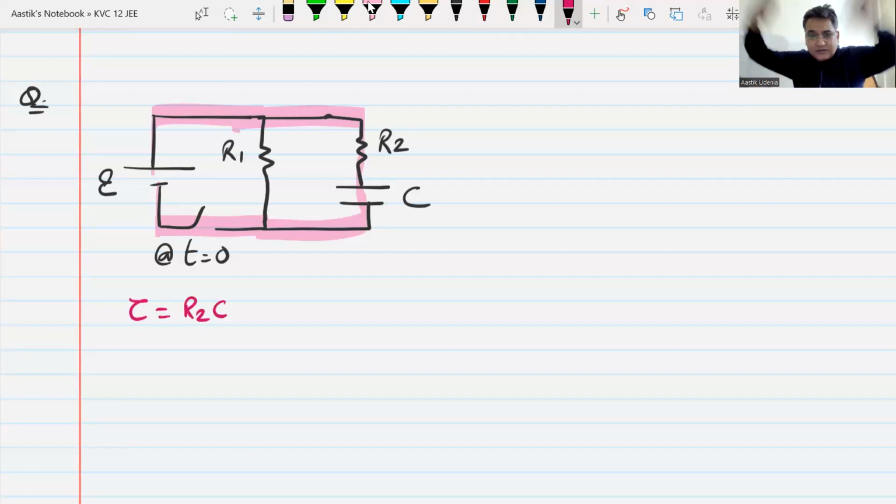Everyone can understand the time constant of this circuit. Everyone can understand, yes or no? Yes, sir.